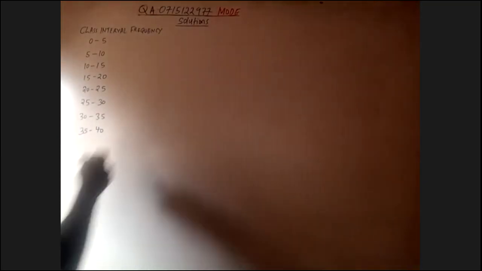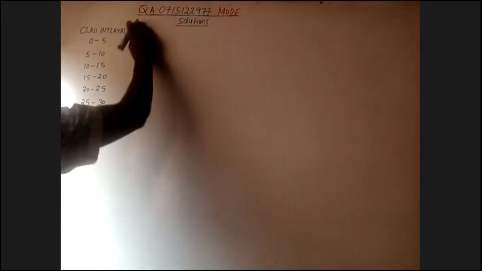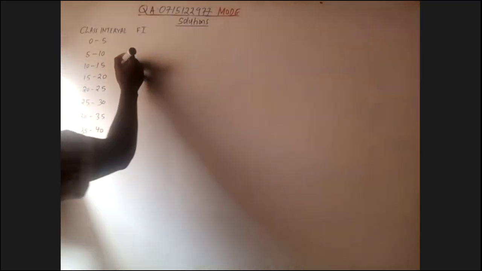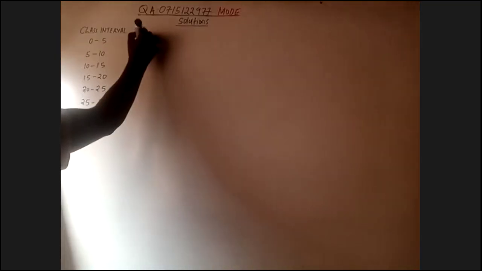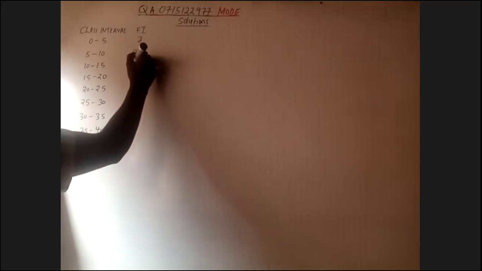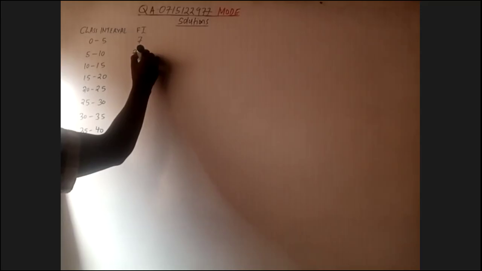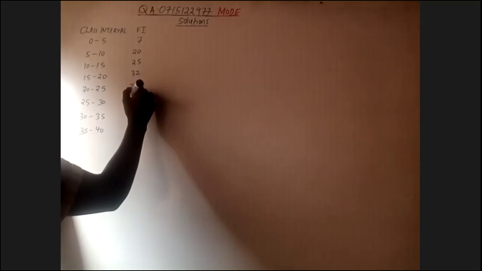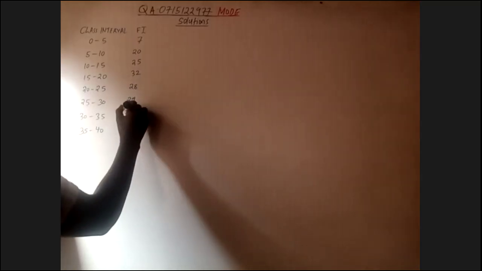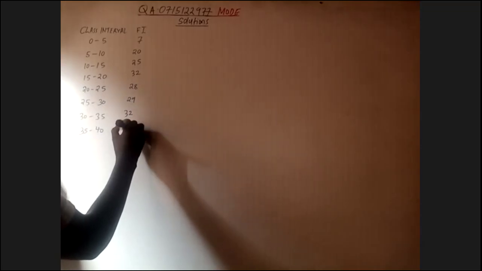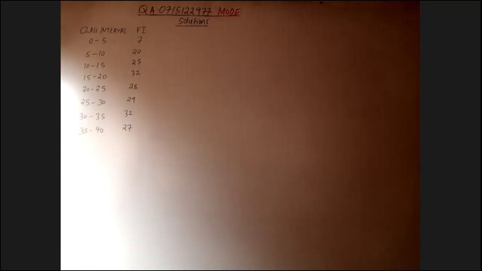Now frequency, we call it frequency number 1. Let us call it F1. Na iko venye iko. We have 7, 20, 25, 32, 28, 29, 32, 27. So that's frequency 1.